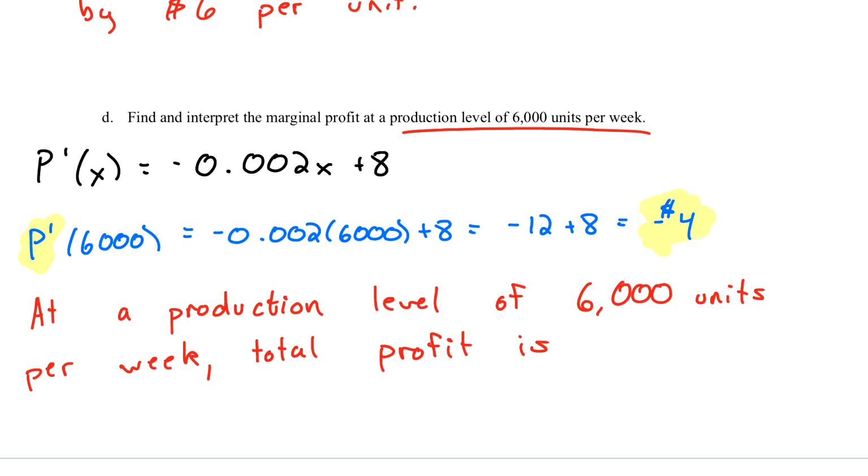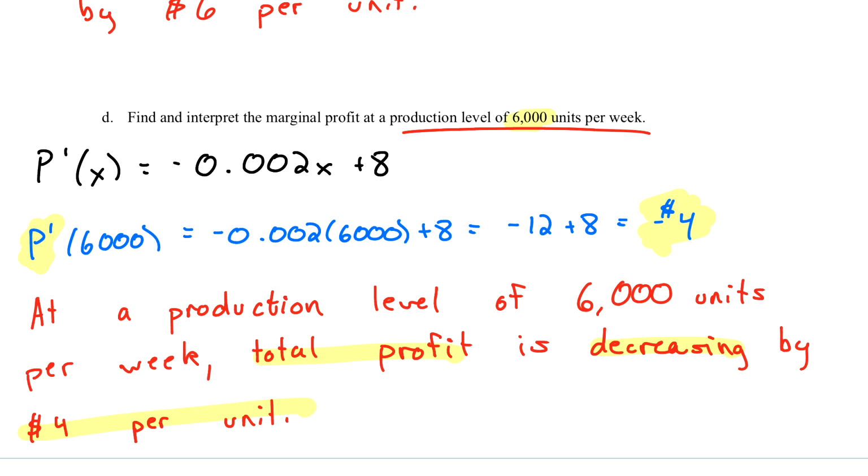is, and I'm going to look at the sign of this number. Is it increasing or is it decreasing? Is it positive or is it negative? Well, in this case, we had a negative $4. So if it's negative, that tells me that my total profit is decreasing by that $4 per unit. So in this scenario, if I'm currently manufacturing 6,000 units per week and I decided, hey, I want to make more of this, whatever this thing that I'm selling is, then in this case, I can expect my total profit to go down. It will actually decrease by $4 per unit.